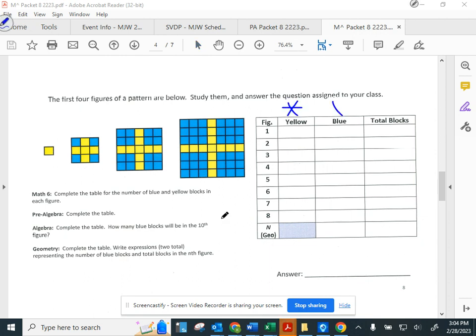So you need to do here and here. You can do the total blocks, but you do not have to. You do need to go all the way down to the 8th row.